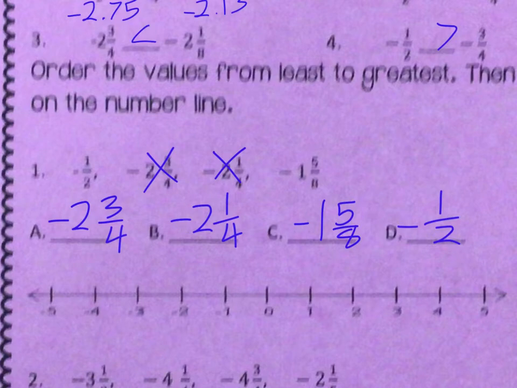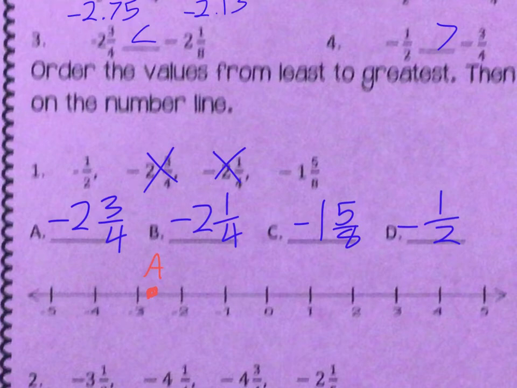I'm going to change my color to a red so we can plot these and see them. So -2, so I'm going to go, all right, -2, -1, -2, and then 3/4 is about, 1/4, 2/4 is half, 3/4. So we're going to make a dot right there. So -2 3/4 make a dot. That is my A.